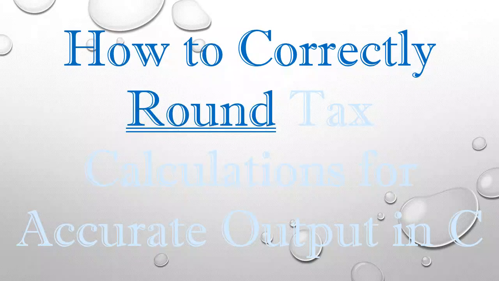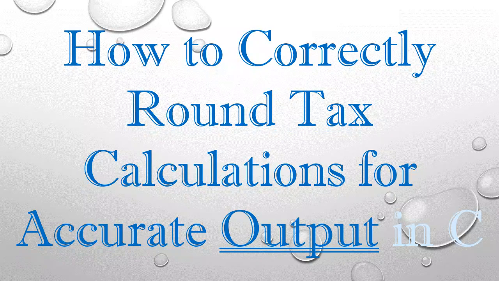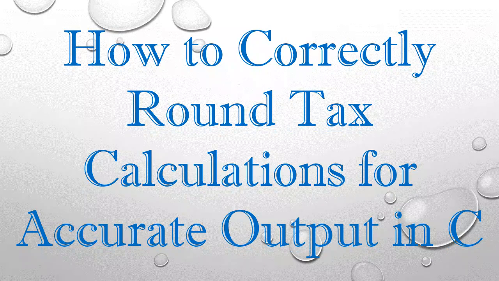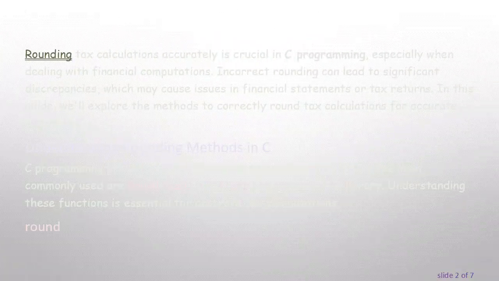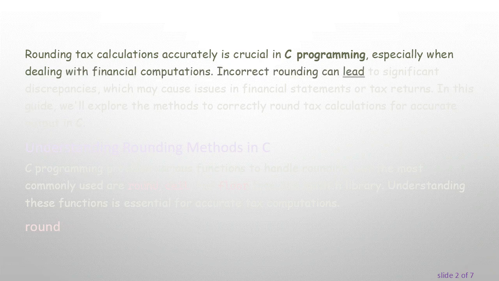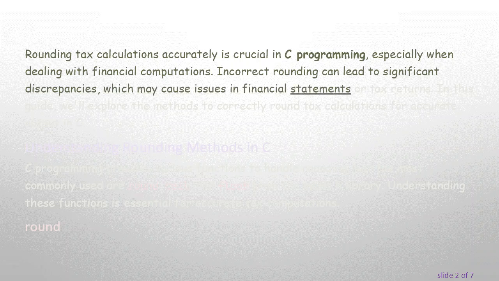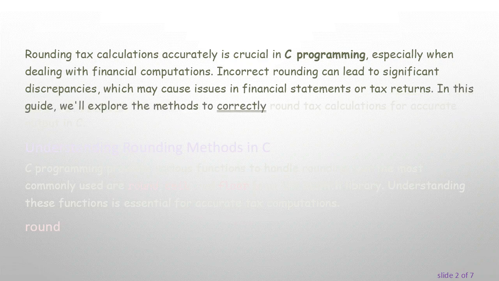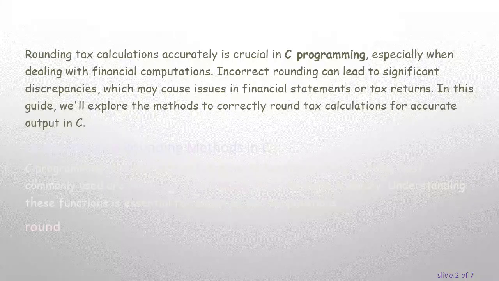How to correctly round tax calculations for accurate output in C. Rounding tax calculations accurately is crucial in C programming, especially when dealing with financial computations. Incorrect rounding can lead to significant discrepancies, which may cause issues in financial statements or tax returns. In this guide, we'll explore the methods to correctly round tax calculations for accurate output in C.